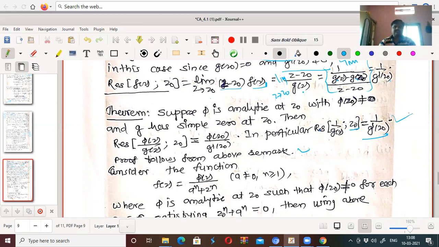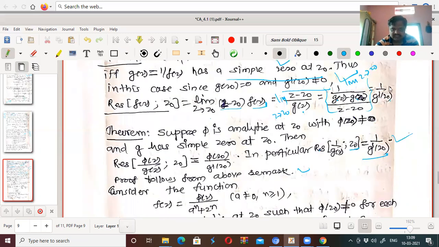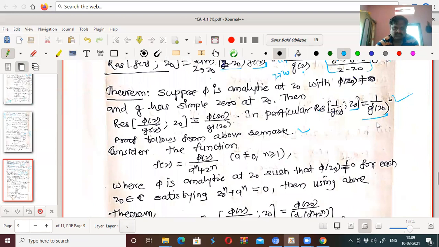And so by taking phi of z equal to 1 here, the residue of phi of z upon g of z, where g has a simple zero at z0, means 1 upon g of z has a pole at z0. Phi is analytic. So if g of z has a simple zero and phi is analytic everywhere, then by this formula, as h is analytic, h of z0 times only the residue of this second function. So only the residue of 1 upon g of z. And what is the residue of 1 upon g of z? It is 1 upon g dash at z0.